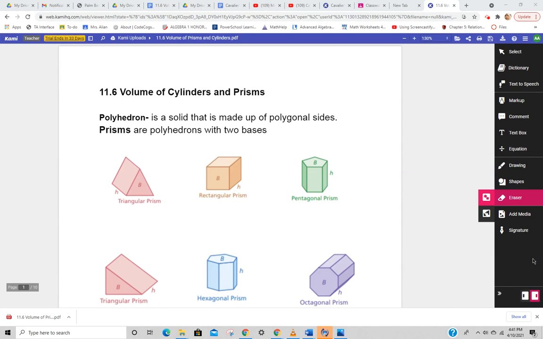Hi everyone, this is 11.6. In this lesson, we're going to learn how to find the volume of cylinders and different types of prisms.